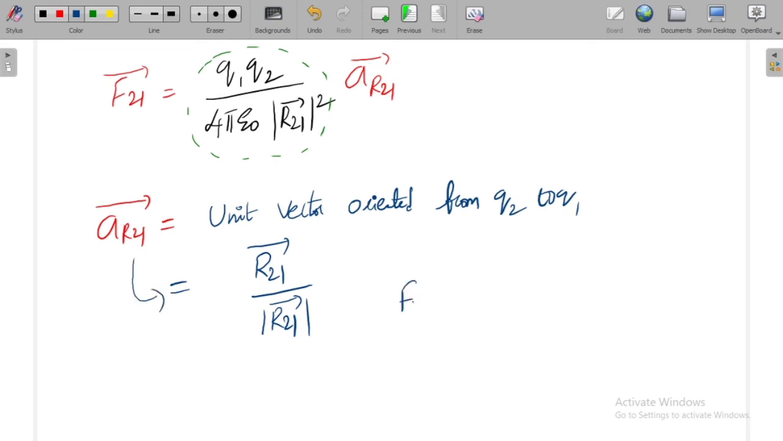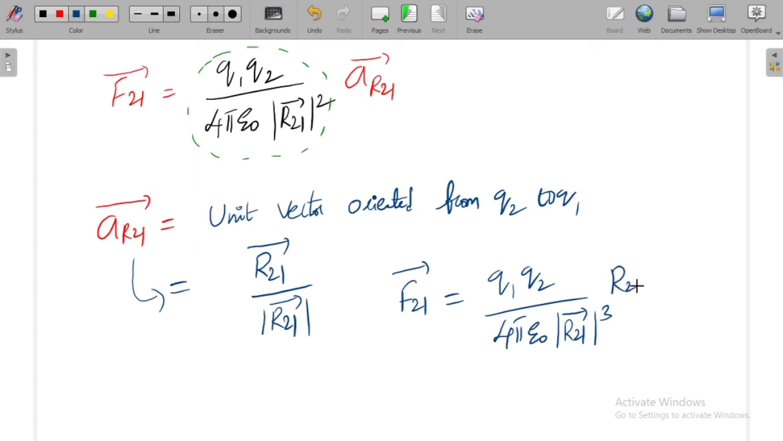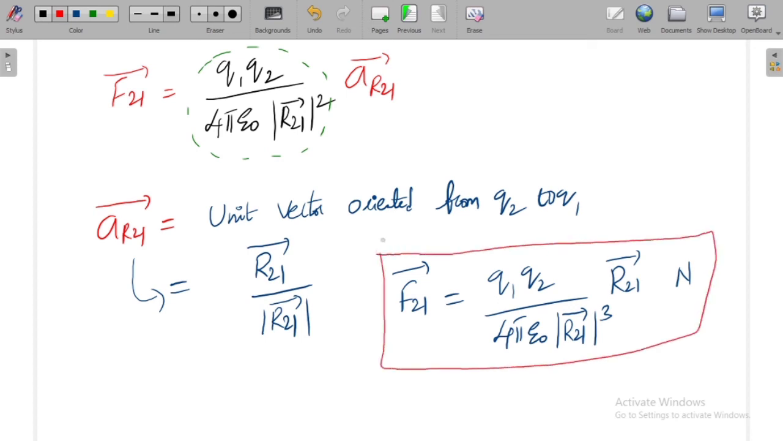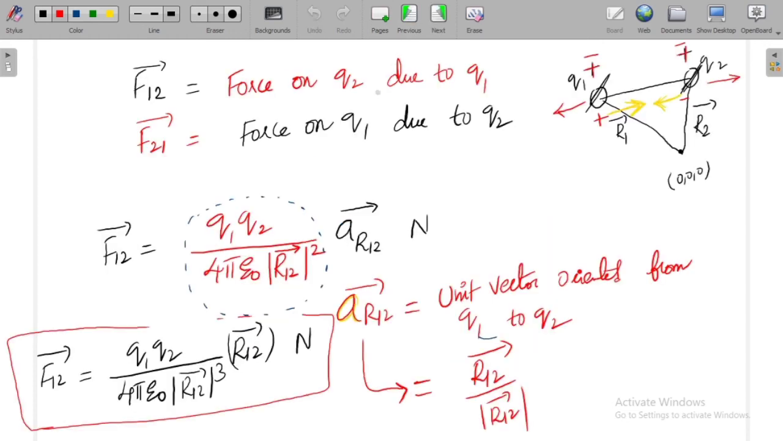Now by replacing AR21 bar with this term, how can I get F21 bar? F21 bar is equal to Q1 Q2 by 4 pi epsilon naught. Already I have R21 bar magnitude squared, and I have another magnitude, so it will become cube. R21 bar magnitude whole cube into R21 bar, in Newtons. So this is the force on Q1 due to Q2, right? Previously it was the force on Q2 due to Q1.